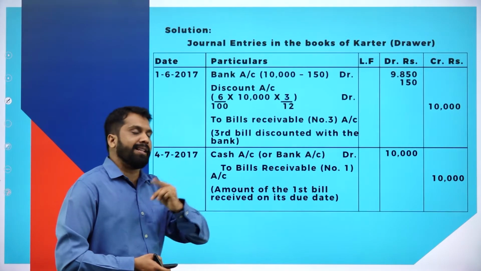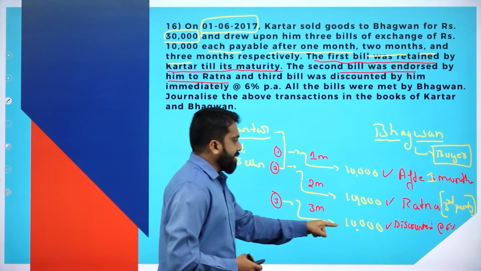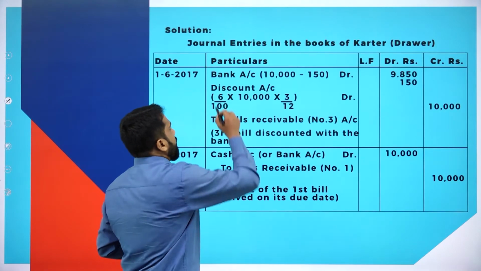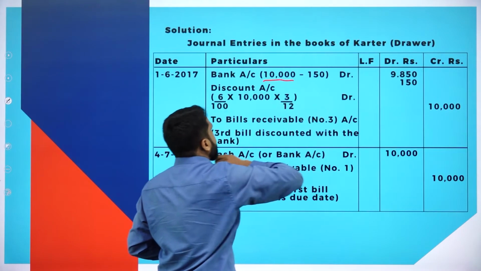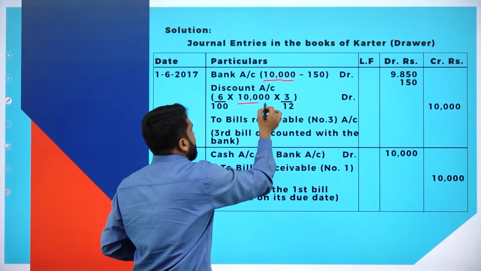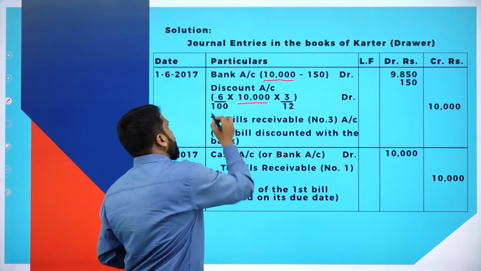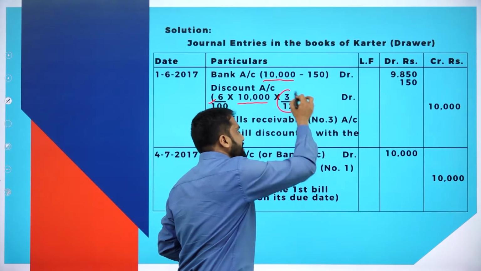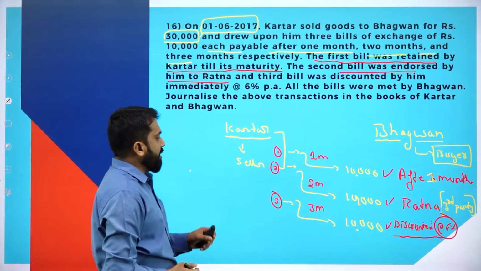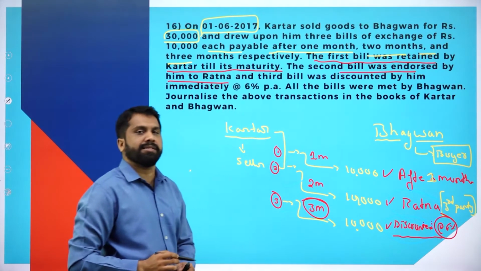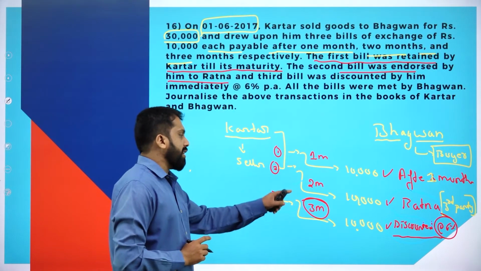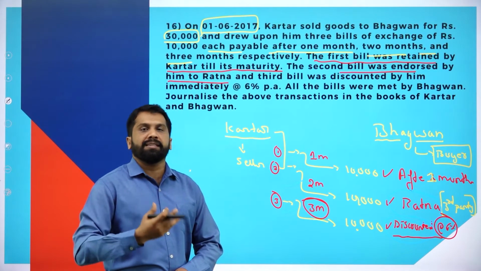Now we'll come to bill 3. What happened? Bill 3 discounted at 6%. Remember. Bill 3, bank account. Discount on 10,000. Clear? 6%. So 3 by 12. Why is it 3 by 12? Because the bill is for 3 months. So that's why 3 divided by 12. In a year we have 12 months. That's why we have to take 12 as the denominator.